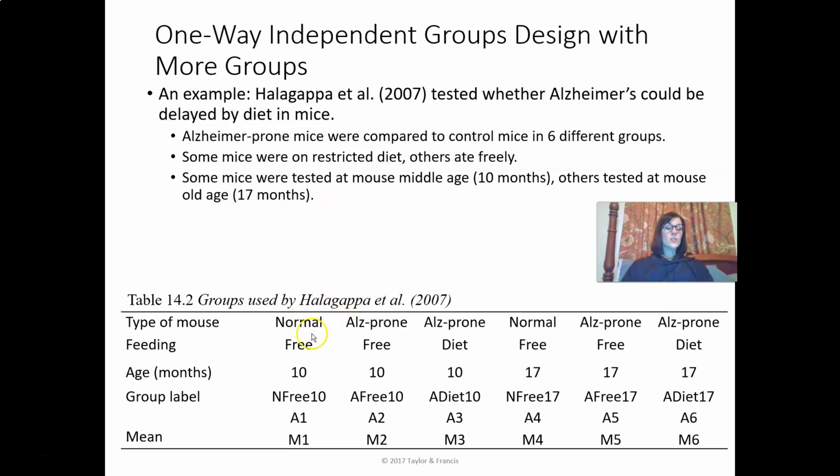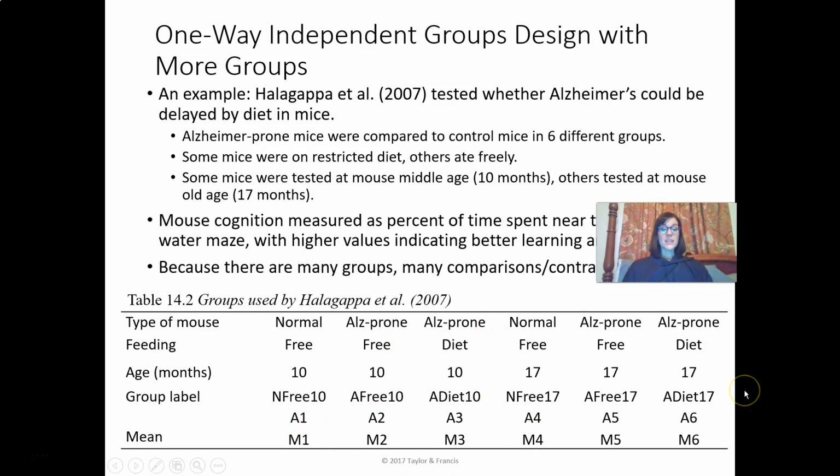So here we've got normal groups of mice and Alzheimer's prone mice. Both of these are eating freely. Here we have a prone mouse on a diet. The researchers also tested mice at what is considered middle age for a mouse, which is about 10 months, and old age, which is about 17 months. Because all of these groups of mice were separate from each other, this would be a case where we've got a one-way design with 6 different groups. Here is each of the group labels and their means.